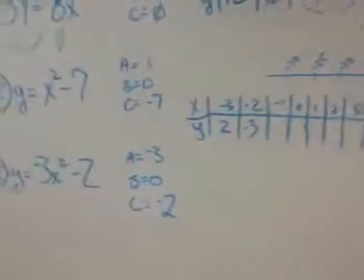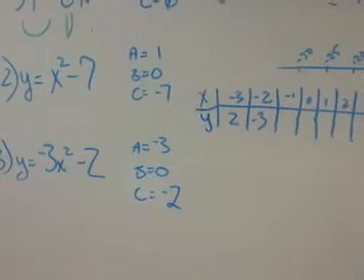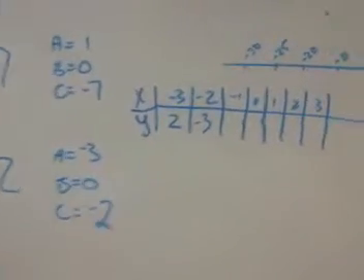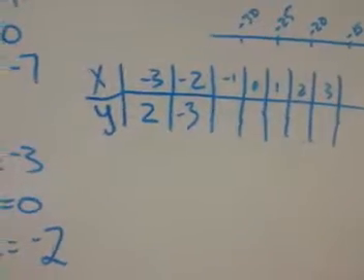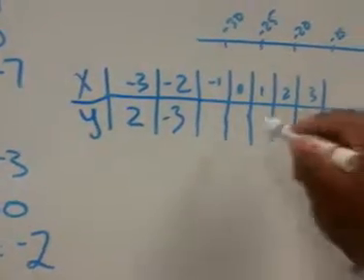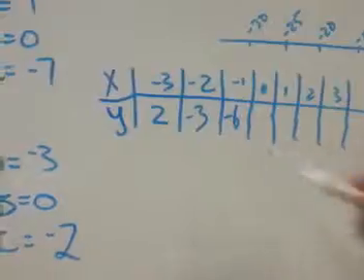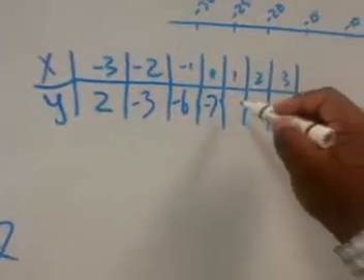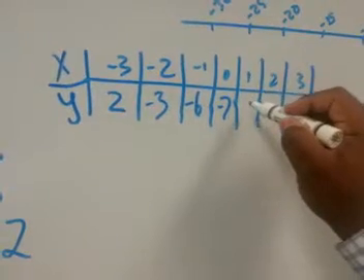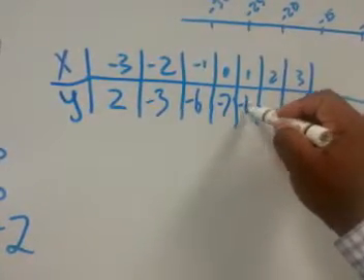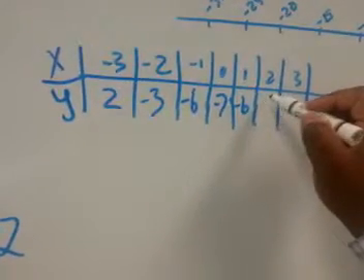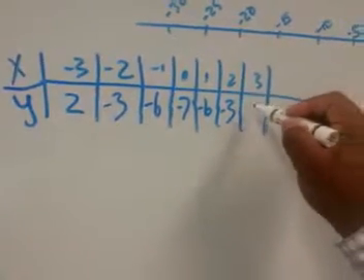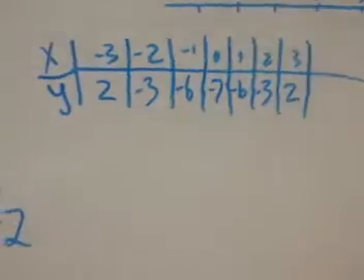I can't scroll back enough so you can see everything, so you have to just know that it's x squared minus 7. Okay? So when x is negative 1, it's going to be negative 6. When x is 0, negative 7. When x is 1, minus 6. When x is 2, minus 3. When x is 3, this is a 2.